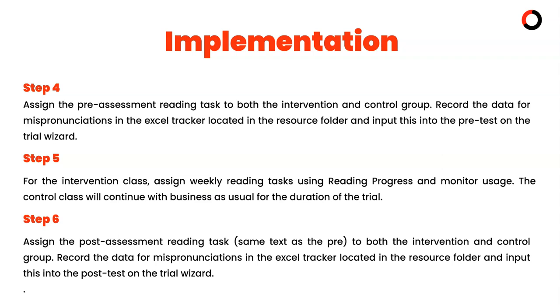And finally, step 6, assign the post-assessment reading task. This is the same text that you set for the pre to both the intervention and the control group. Record the data for the mispronunciations in the Excel tracker and then input this into the post-test data on the trial wizard. Please note that on the trial wizard, you're unable to input the data until the week before the end of your trial.